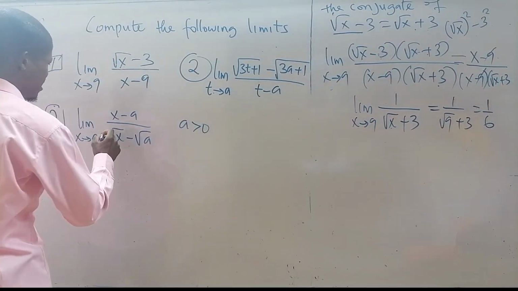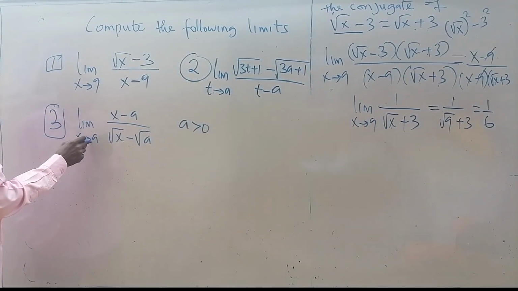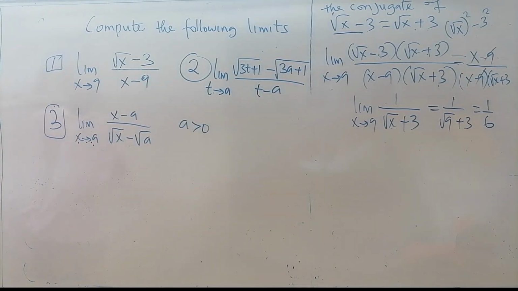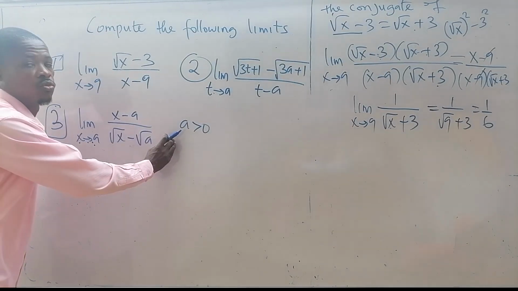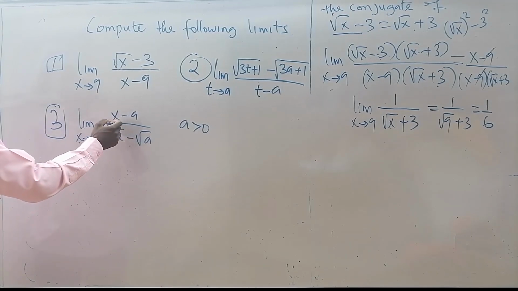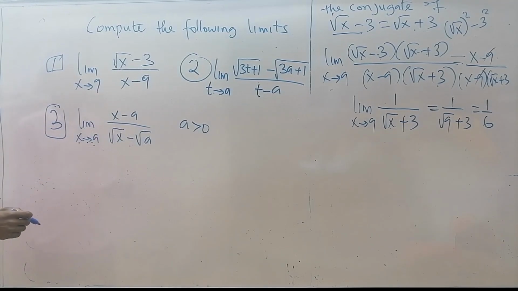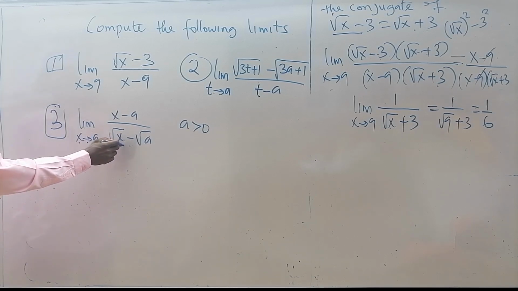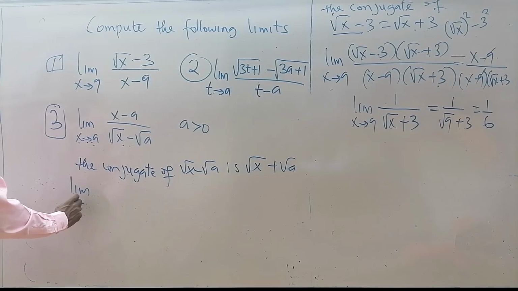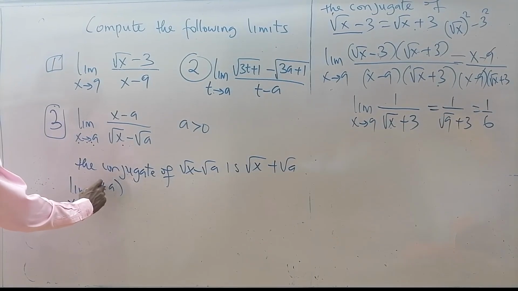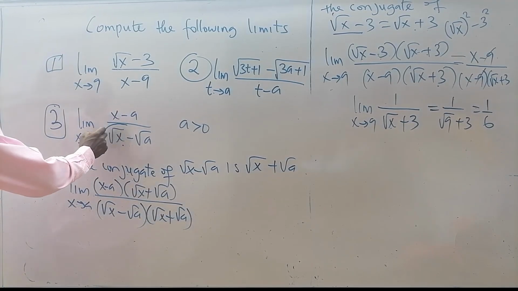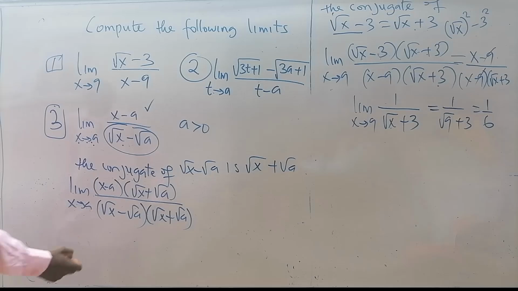We have the limit as x tends to a of this quotient function. If you substitute, you're going to have 0 at the denominator. So I want to avoid that. What we are going to do is find the conjugate of the complex function, and that's the denominator. So the conjugate is what? Use that conjugate to multiply both the numerator and the denominator. So I use the conjugate of this denominator to multiply the top and the bottom.